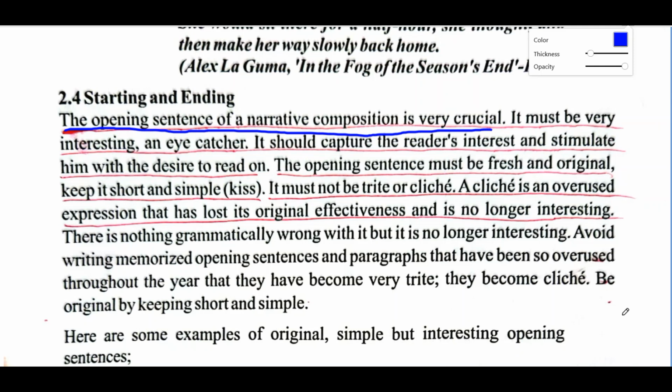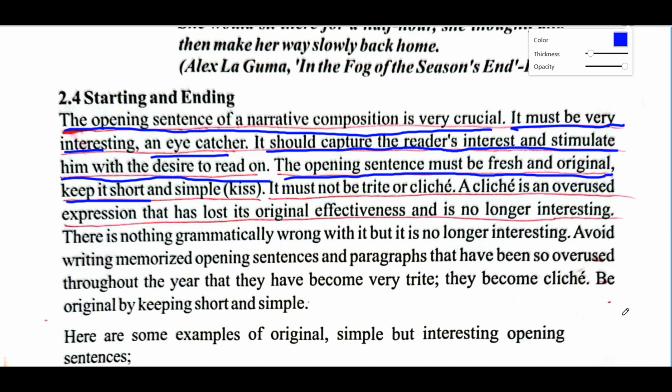So what are we supposed to do now? It must be very interesting and eye catching. It should capture the reader's interest and stimulate the desire to read on, like you want to know more. The opening sentence must be fresh and original. Keep it short and simple. It must not be trite or cliche.